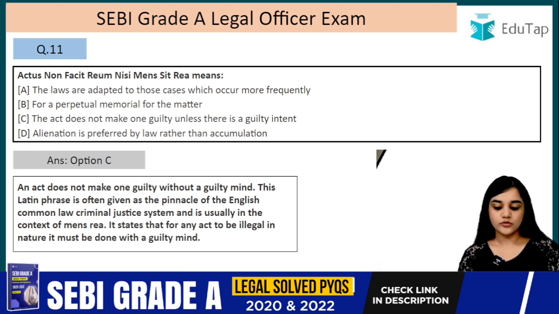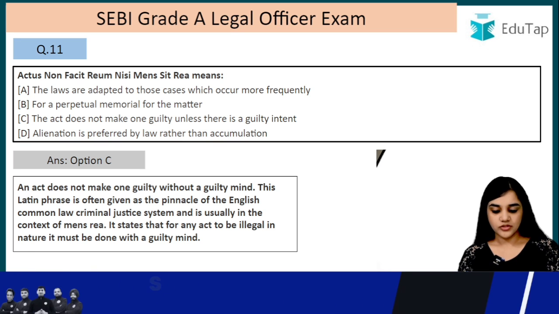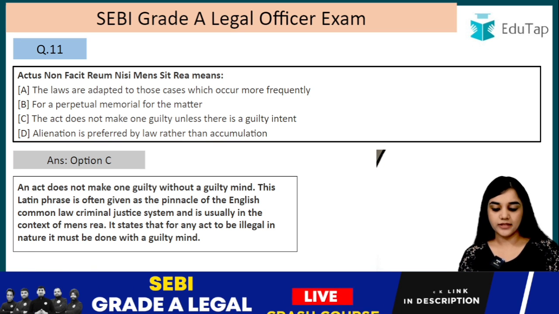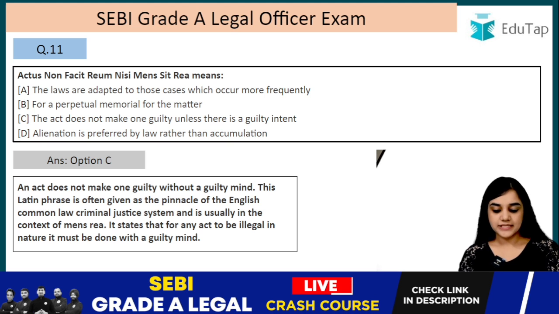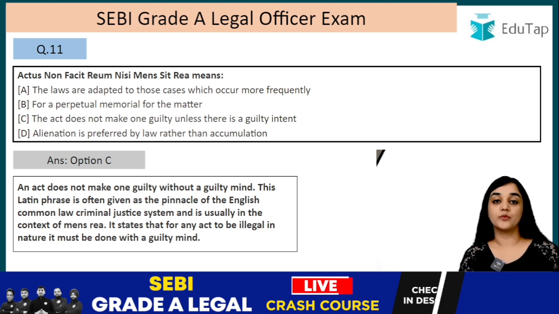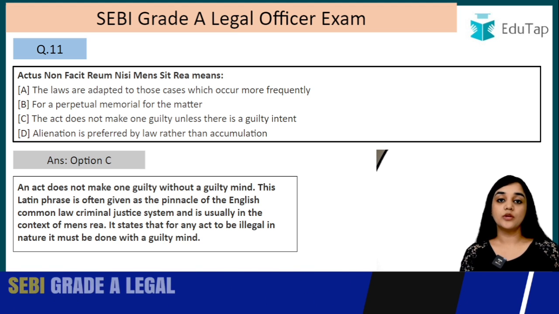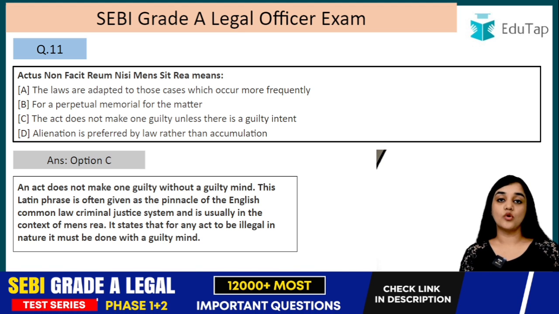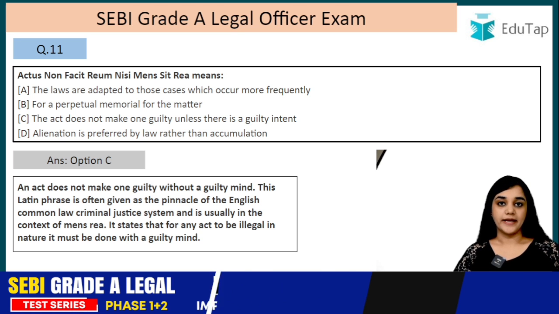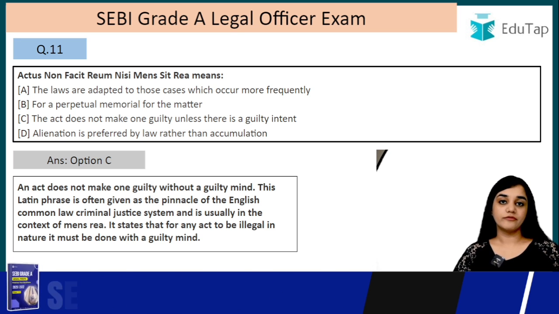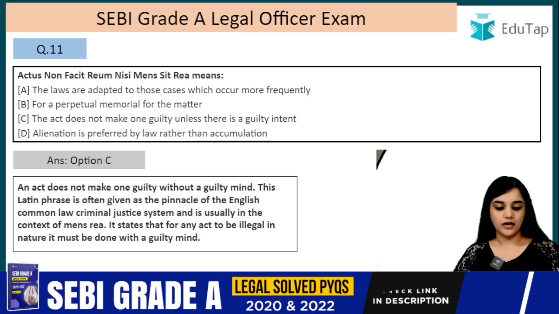This Latin phrase is often given as the pinnacle of the English common law criminal justice system and is usually used in the context of mens rea. It states that for any act to be illegal in nature, it must be done with a guilty mind. So an act will only become illegal when it is a wrongful act, but it also has been done with a guilty mind, right? So this is actus non facit reum nisi mens sit rea. Question number 12.